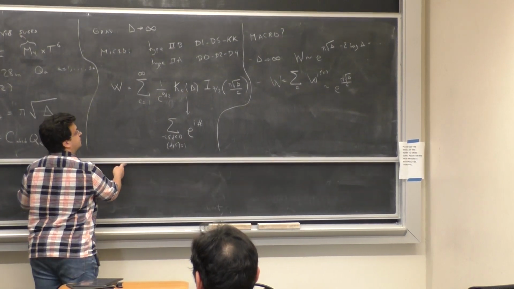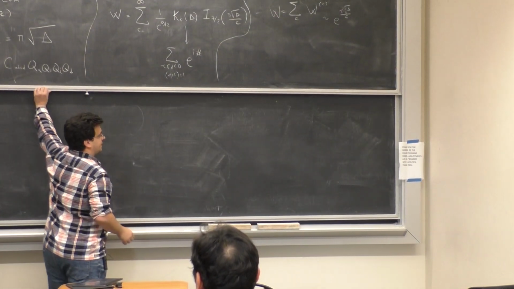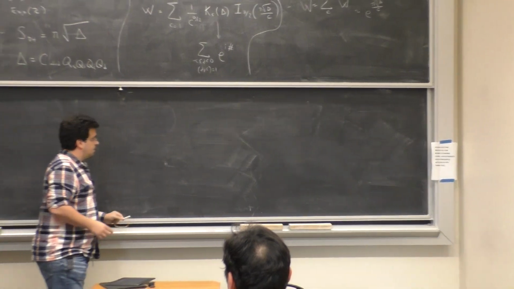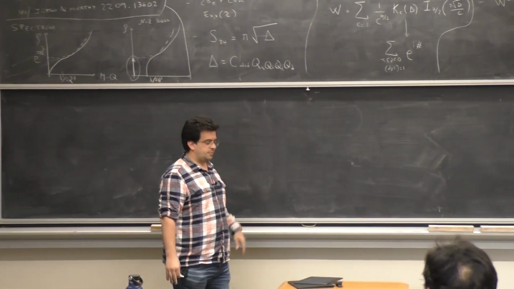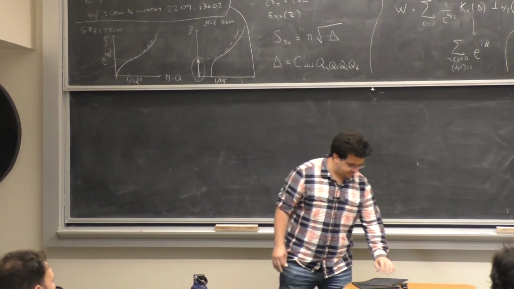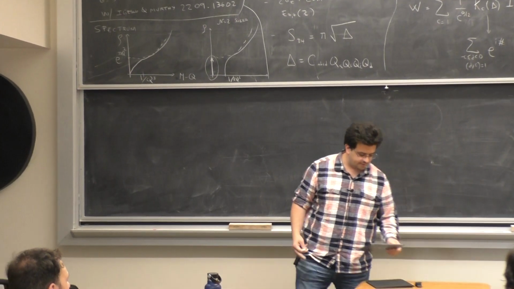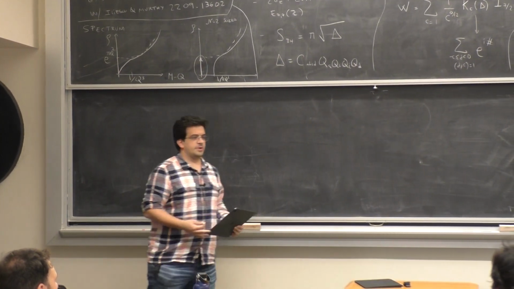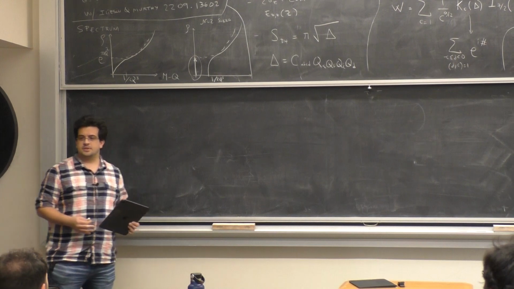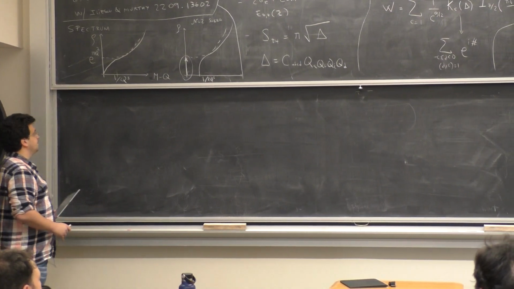Okay, so now I'm going to move on to discuss how to do this path integral. So we're going to use localization, so I will give a short summary of how to do localization in supergravity. Is there any question before I start with that?